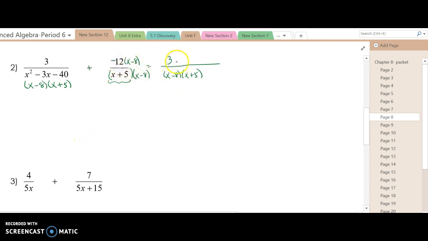So negative 12 times x is minus 12x. Negative 12 times negative 8 is positive 96. Now I can go ahead and simplify the numerator. Okay, so negative 12x and 3 plus 96 is plus 99 over x minus 8 times x plus 5. Okay.